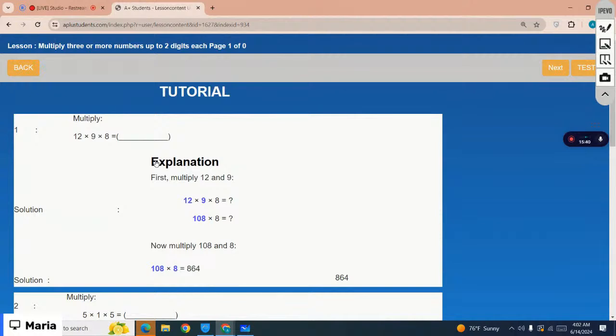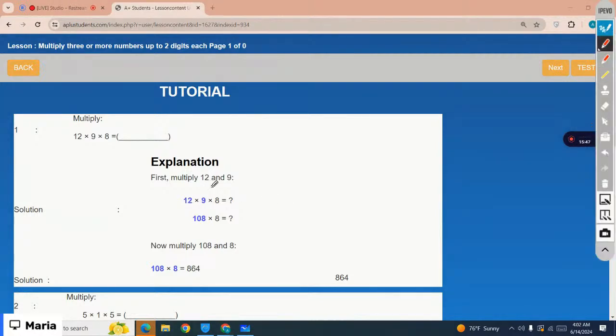So whenever we are going to multiply more than two numbers, we have to pair them, right? Like multiply them in the form of pairs. 12 times 9, right? 12 times 9 is 108. Now you have the product of 12 times 9 and the third number. You need to multiply them both. 108 times 8 is 864.